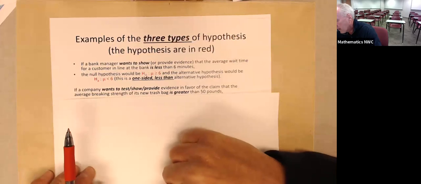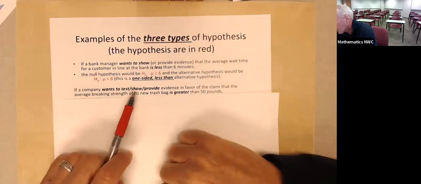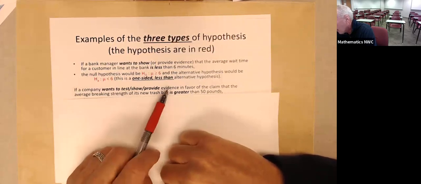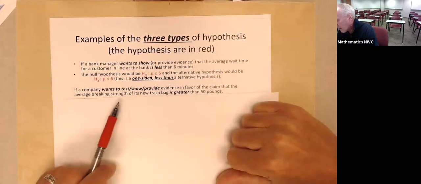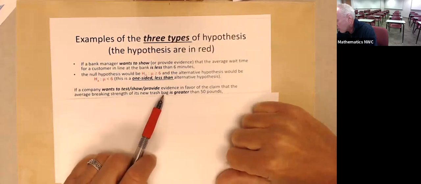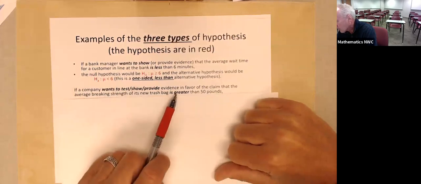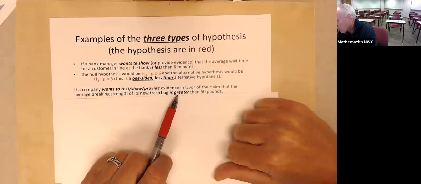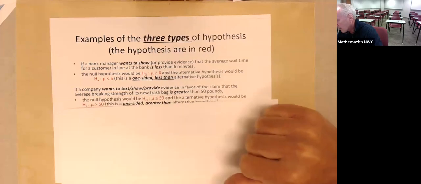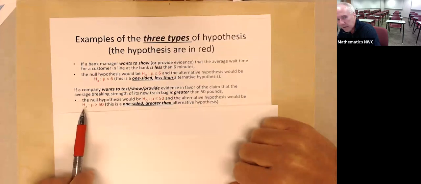Here's the second type. If a company wants to test or show or provide evidence, different ways of saying the same thing, in favor of the claim that the average breaking strength of its new trash bag is greater than 50. I wanted to show that it's greater than 50. So my alternative should be that. That's what I desire to show. So my alternative will be the mean is greater than 50. It looks like this. Right here is my alternative. Notice it's greater than 50.